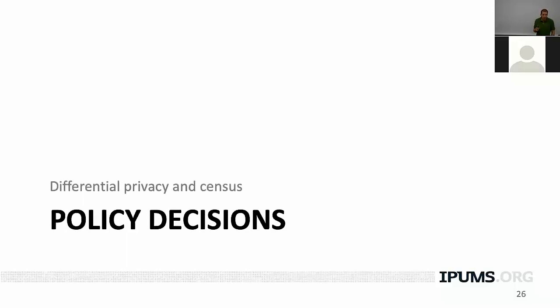So the key takeaway from this particular part of the talk is that the policy decisions are going to be made by a group of people. They're going to be made by the Data Stewardship Executive Policy Committee, which is chaired by Ron Jarmin, the Chief Operating Officer of the Census. And they are going to sit in a room similar to the one we're in now, and they are going to decide what the global privacy loss budget is for the 2020 census. They're going to decide how to allocate that privacy loss budget to the tables and the geographic levels in the 2020 census.